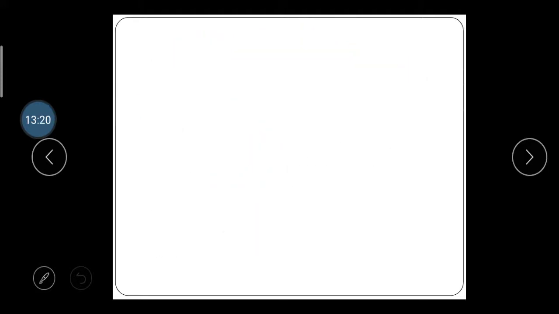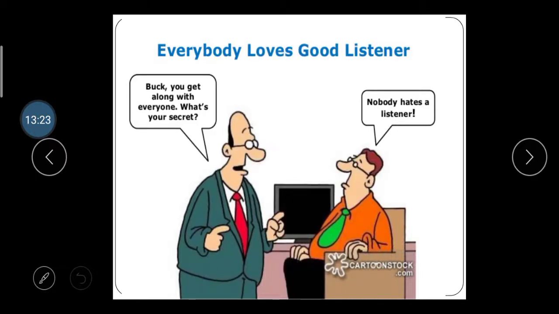Here I consider one example regarding listening. There are a boss and an employee. The boss says, "Buck, you get along with everyone. What's your secret?" Nobody has a listener. Here the other employees are gossiping and chatting with each other, but this employee does not do this type of activity. So the boss asks him, "What is your secret?" Because he silently listened to everything. Everybody loves a good listener. If you are a good listener, then your working conditions and your views are different from others.